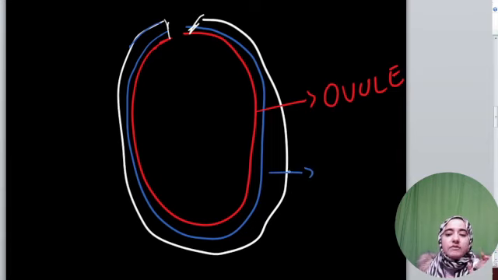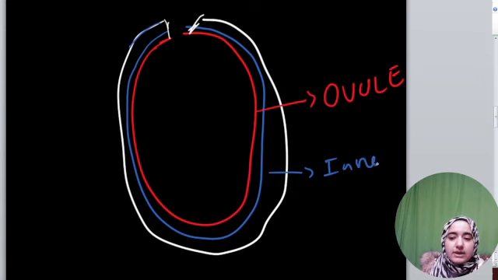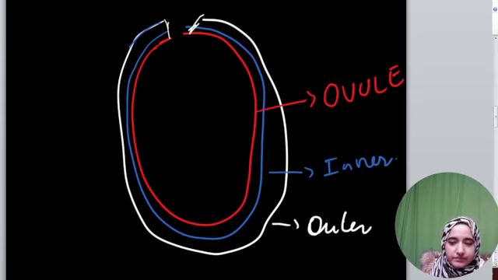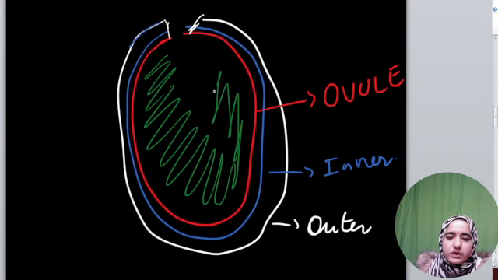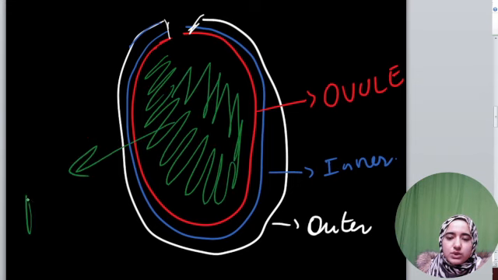This blue one and white one are integuments, coverings of the ovule. This blue one is the inner covering, the inner integument, and the white one is the outer integument. Okay, and inside the ovule we have a lot of tissue present. That tissue is known as nucellus.